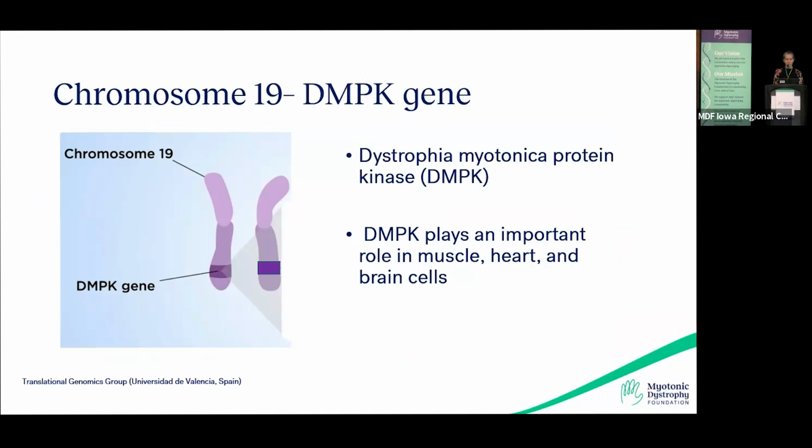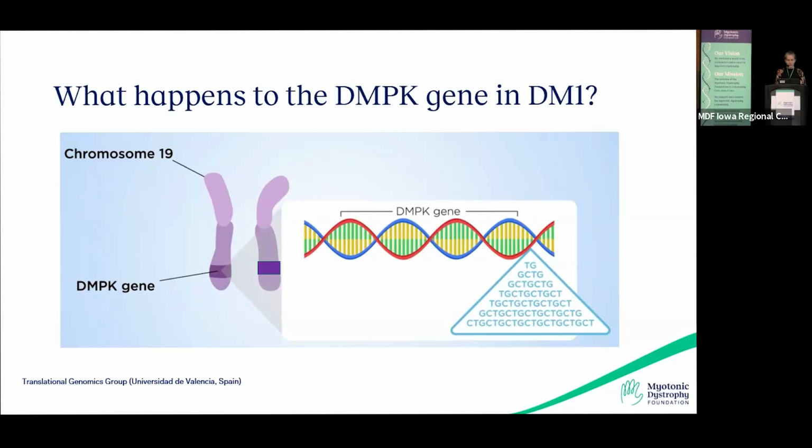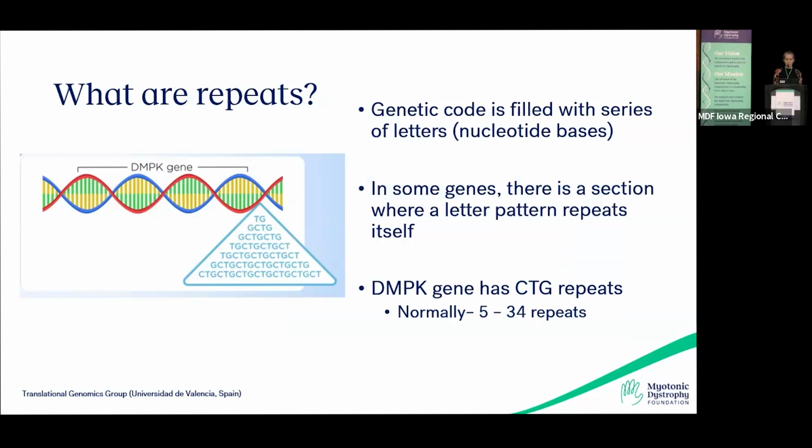So what is up with chromosome 19? That is where the DMPK gene is located. DMPK stands for Dystrophia Myotonica protein kinase. This plays an important role in our muscles, our heart, and our brain cells. If we look a little bit closer at the DMPK gene, we see that there's a section that has repeats. So what are repeats? Well, genetic code is filled with a series of letters, which are the nucleotide bases.